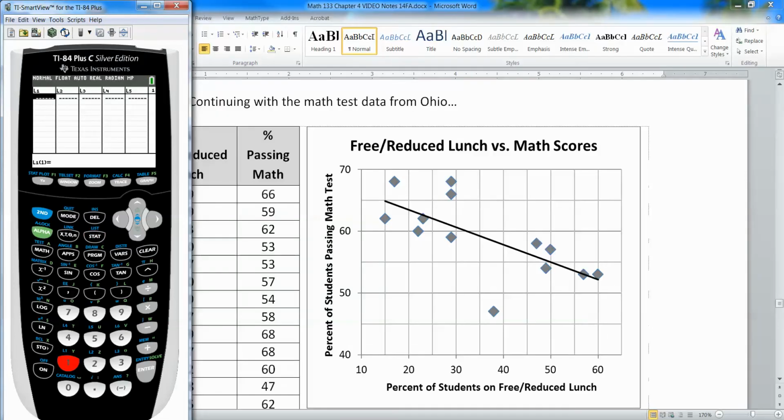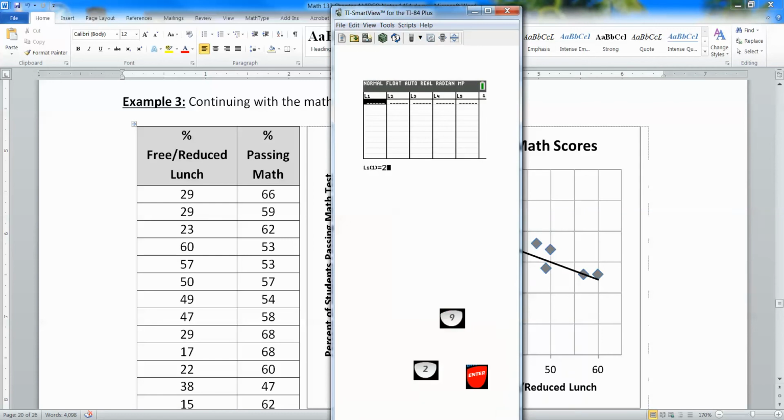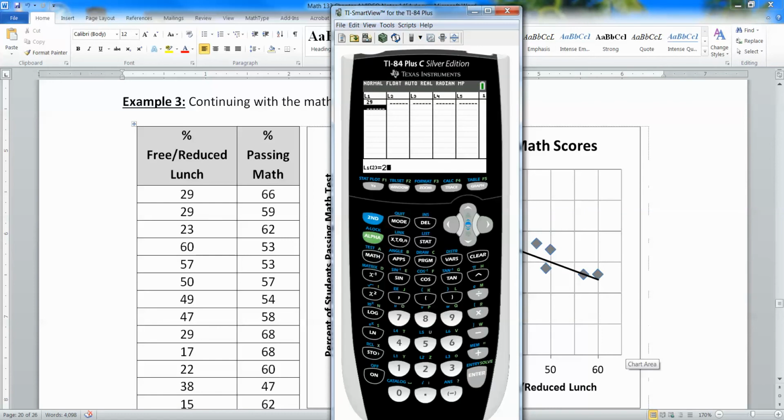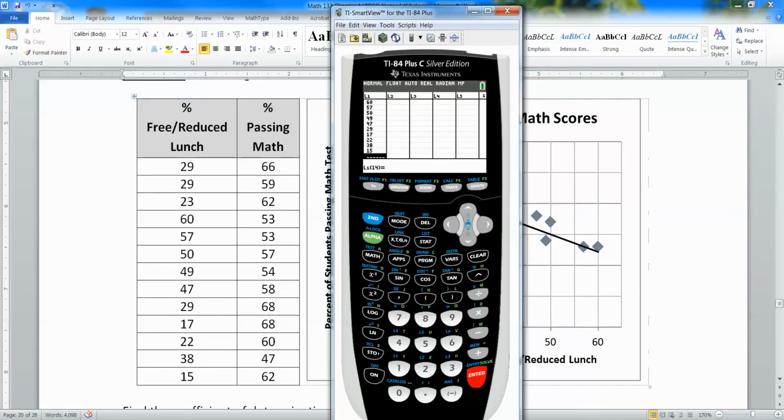And then I need to press Stat 1. I need to be able to see my numbers here, so let me move this over. And then I'm going to enter our values. Oops, hold on one second. There we go. So 29, 29, 23. I think 15 is the last one. Yep, 15. And then we'll go right and enter all these other values.